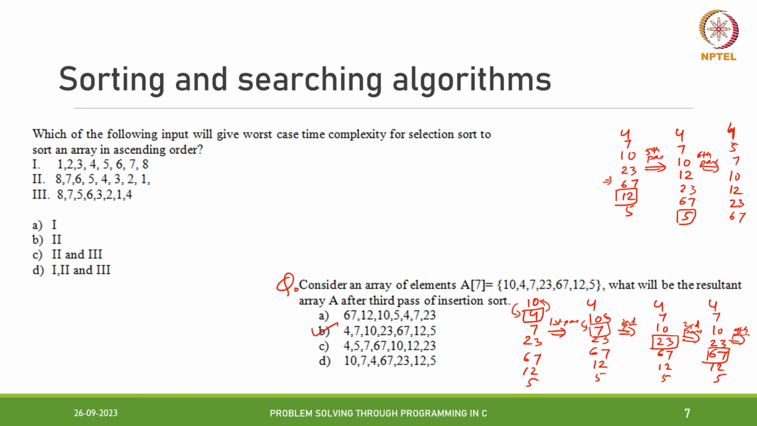Now the next question asks which of the inputs will give the worst time complexity for selection sort to sort an array in ascending order. So you have an array, like you are giving it three different inputs. So which of these inputs will take the most number of operations for sorting it into ascending order?